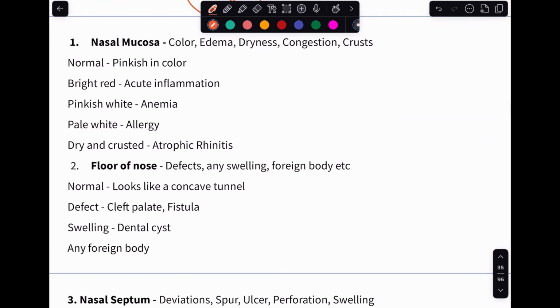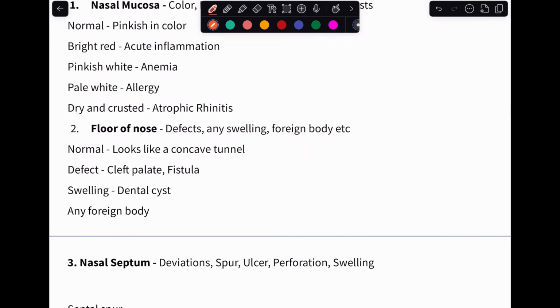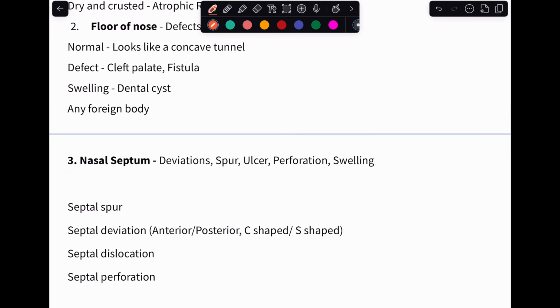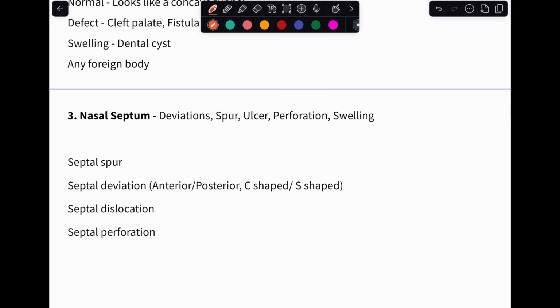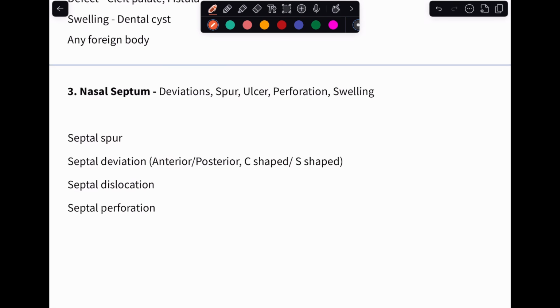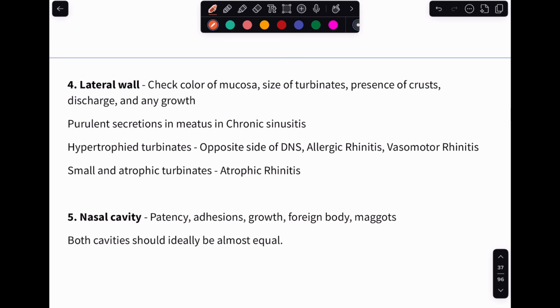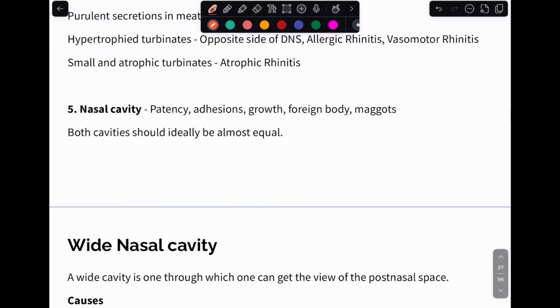So these are all the different structures that you would be seeing on your anterior rhinoscopy, and when you're asked this question, you should be able to list them down just like I said over here. And you have to remember, in the lateral wall, we will only be seeing the anterior end of the middle and inferior turbinates only and just their meatuses.